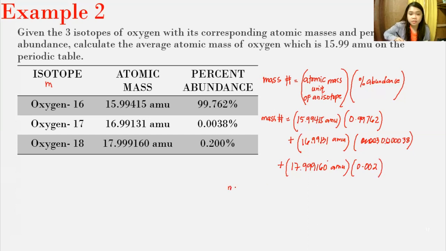So we have used the atomic mass and the percent abundance of the isotope. To calculate this, use your calculator. The value would be 15.999 AMU. See, we have arrived at the mass number of the oxygen atom in the periodic table. So if you're given isotopes, their atomic masses and percent abundance, and you're asked to calculate the mass number, you just need to do this process.